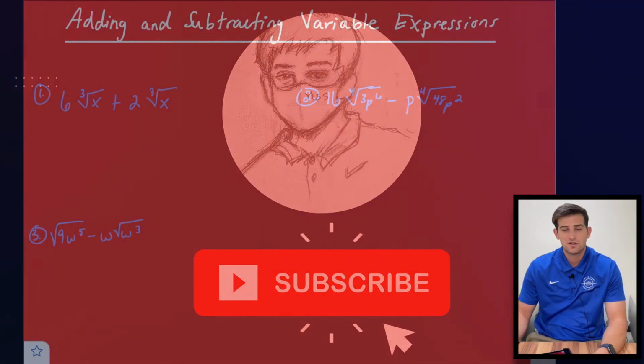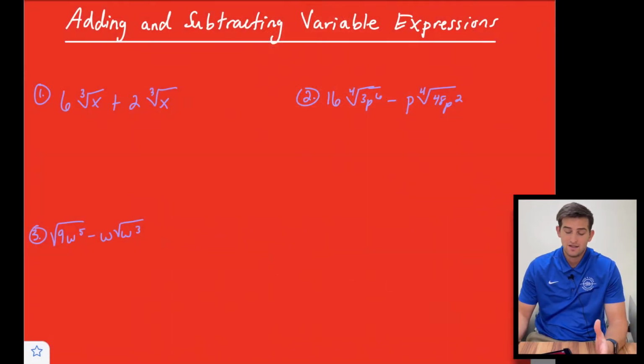Hello everyone, in this video we're going to talk about how we can add and subtract variable expressions. Very similar to adding and subtracting like radicals and roots, we just want to make sure we have the same index and the same radicand, and then we can add whatever number is before, like our coefficient, if you will, or the number that's before our radical. So we're going to jump right in with three examples.